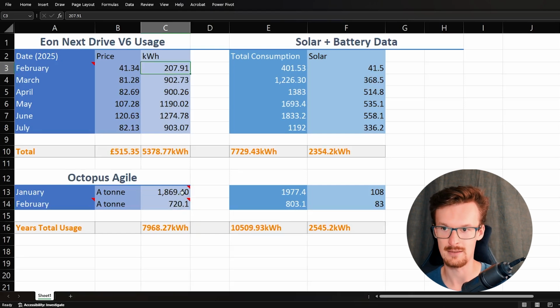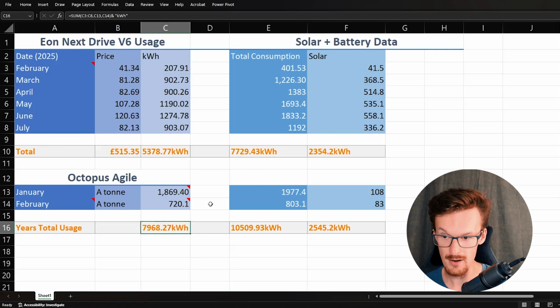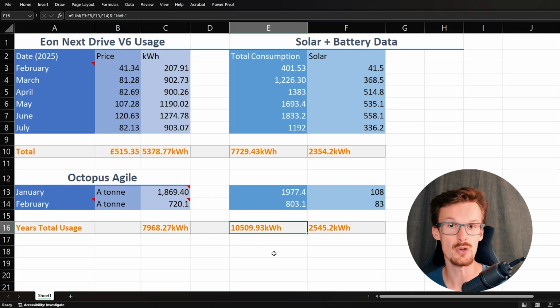So yeah, total for the year so far is actually 7,968.27 kilowatts, which is a good chunk, but that is from the grid. So total including solar power is actually 10,509 kilowatts, which is a little bit insane. When you think about it, the average rate of a house is like 2,000 kilowatt, I think, for a year. So it's a lot of electricity.